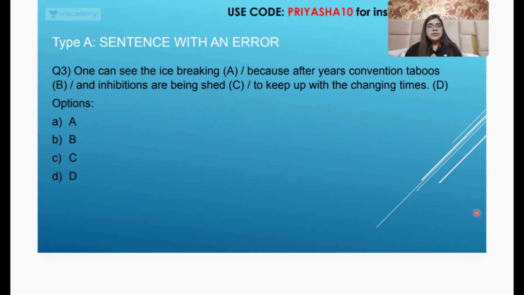Now, what's the problem with heavy vocabulary words? If I tell you the answer to this question, you would realize that the vocabulary had nothing to do with the answer. The part where the error is has nothing to do with the difficult vocab words here, like convention, taboos, inhibitions. These are words we generally don't use in day to day English speaking, right? Similarly, bean shed. What is the meaning of bean shed? We don't generally know it, we don't use it, right?